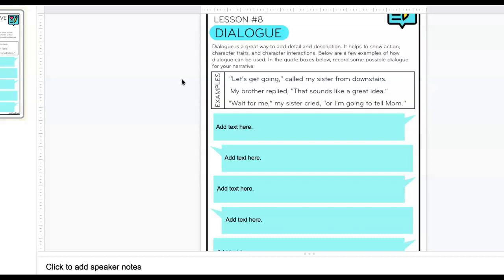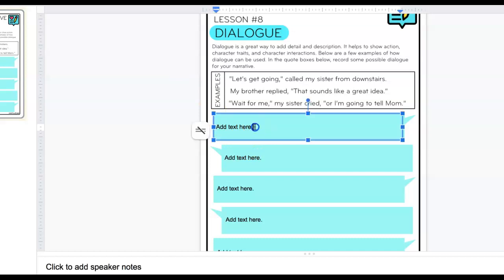So I want you to think about whatever personal narrative you've kind of been writing about, whatever event you've been writing. And if you remember, I was talking about getting my dog Clementine. So you're going to click here on your page where it says add text here. I'm going to delete that. And then I'm going to think about something that was said during that event.